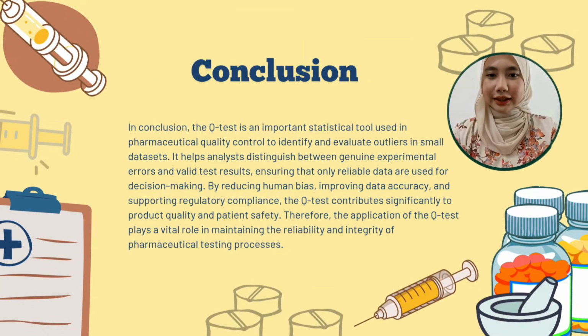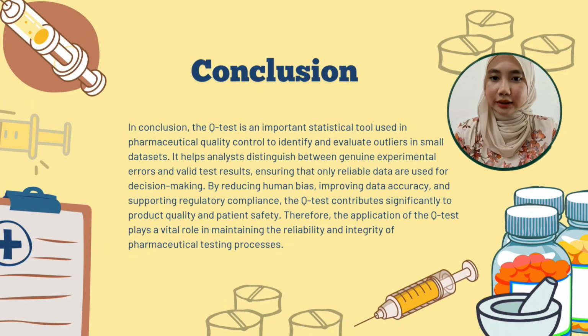In conclusion, the Q-test is an important statistical tool used in pharmaceutical quality control to identify and evaluate outliers in small data sets. It helps analysts distinguish between genuine experimental errors and valid test results, ensuring that only reliable data are used for decision making. By reducing human bias, improving data accuracy, and supporting regulatory compliance, the Q-test contributes significantly to product quality and patient safety. Therefore, the application of the Q test plays a vital role in maintaining the reliability and integrity of pharmaceutical testing processes.